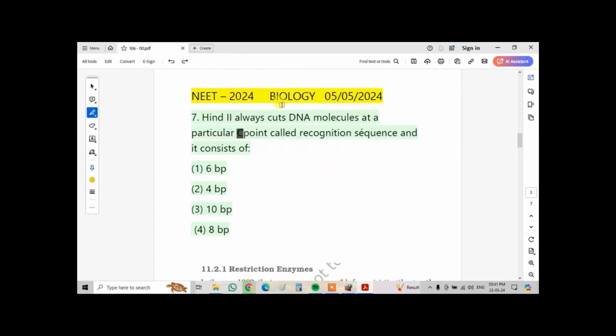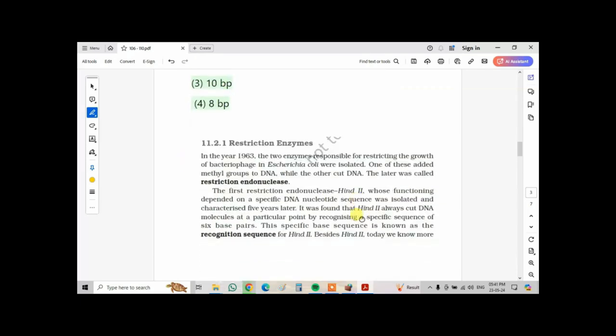Biology NEET 2024. Hind II always cuts the DNA molecule at a particular point called the recognition sequence, and it consists of option 1, 6 base pairs, is the answer. Let's see the NCERT line from the topic restriction enzymes. You can see the lines, and this is from the chapter called biotechnology principles and processes.